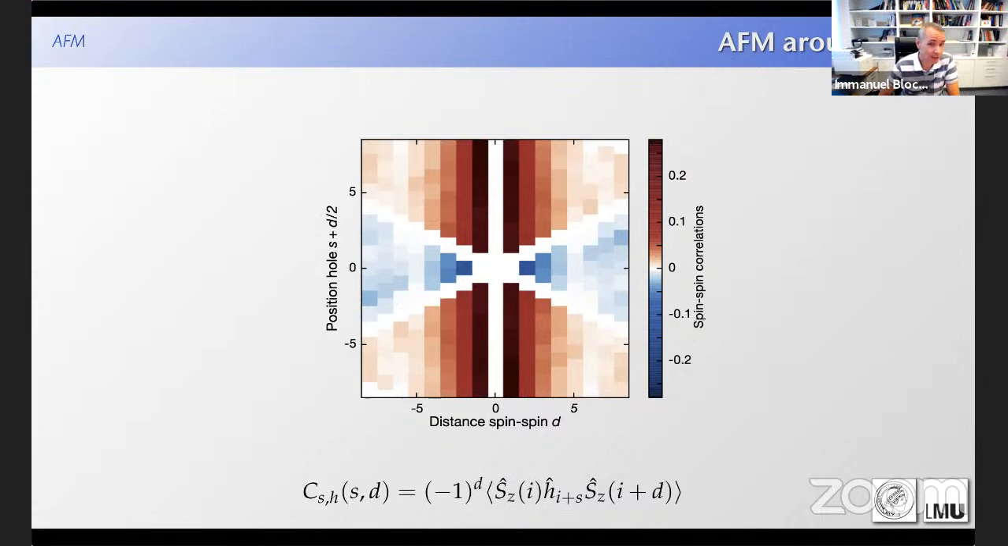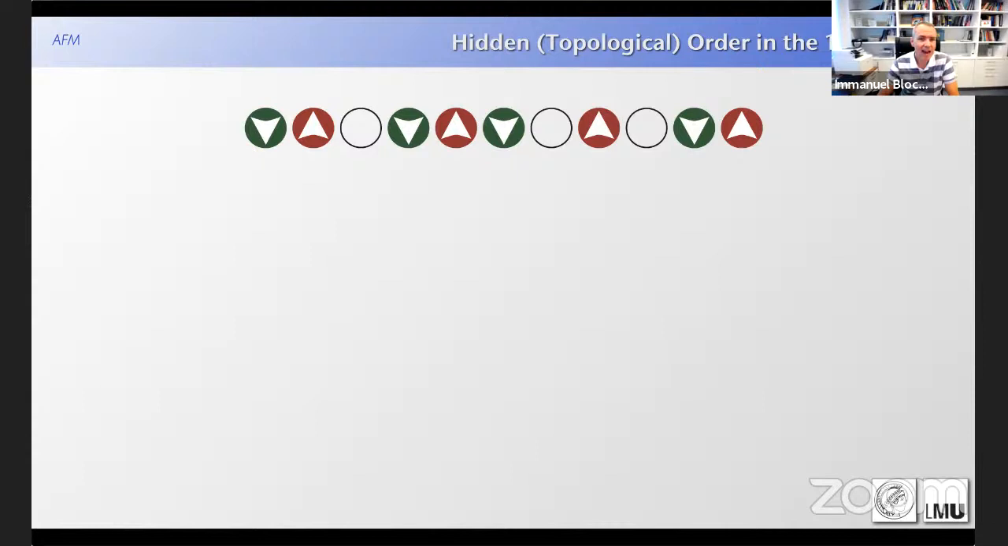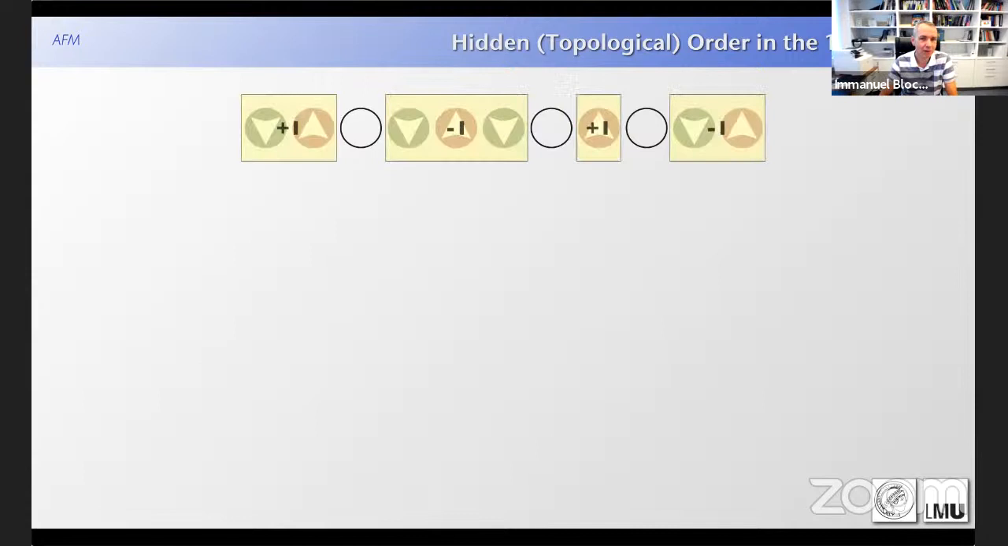So now that you understood what a single hole does, you actually know everything about the system to know what many, many holes do. There's not really much more to learn. Each time there's a hole, there's a parity flip in the antiferromagnetic background, which we indicate here by plus one going to minus one, plus one to minus one. And so if you did not know where the holes are, if you had a fluctuating number of holes here, you would actually have a problem telling me how this spin is correlated with this one. Because each time there's a hole, this order is reversed.